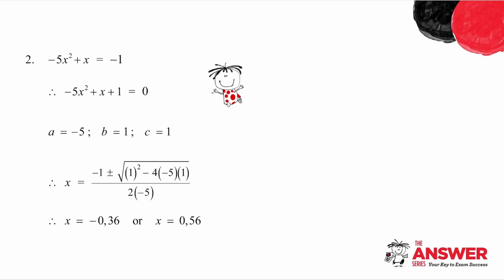In the second example, the first thing you've got to do is you've got to put the quadratic into standard form. So you've got to take the minus 1 across to the other side and make it equal to 0. Your a value is minus 5, b is 1, the coefficient of x, and c is the constant, in other words 1. Substitute it into your quadratic formula, use your calculator, and get the two answers.